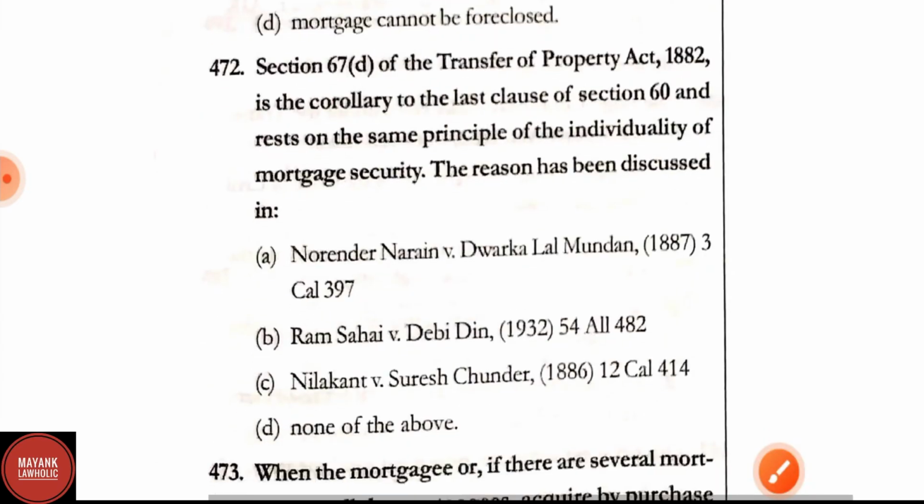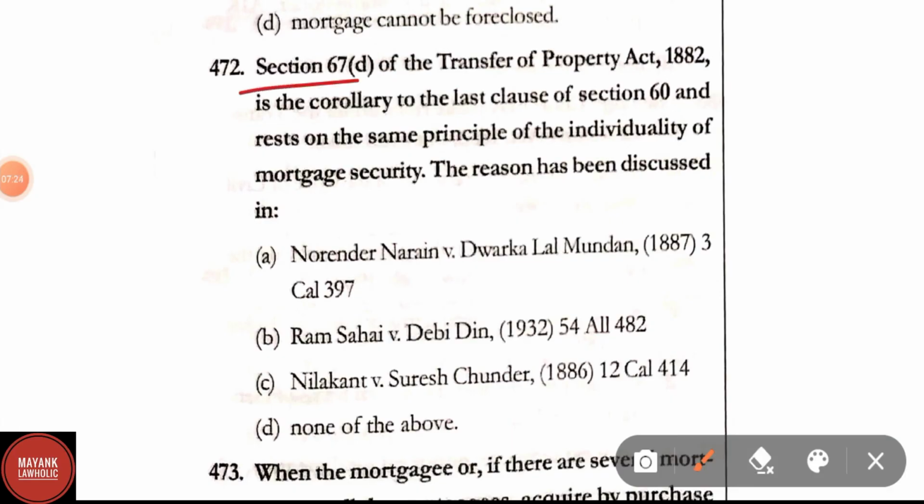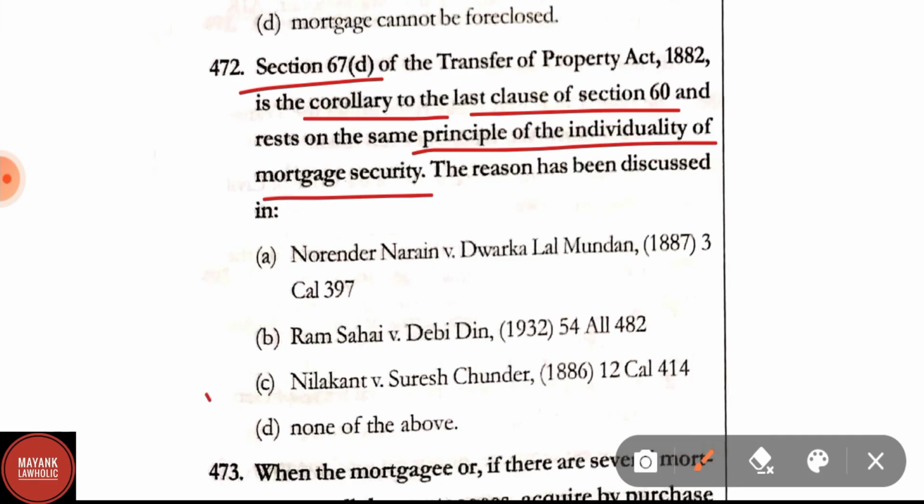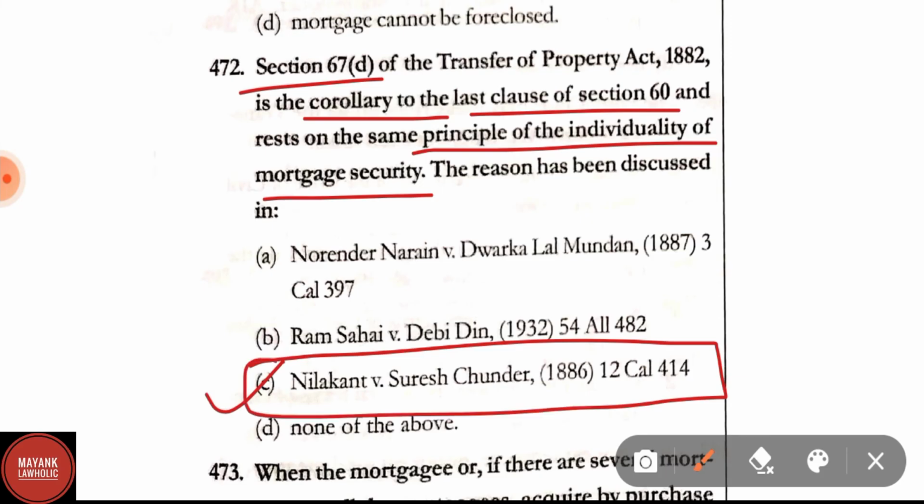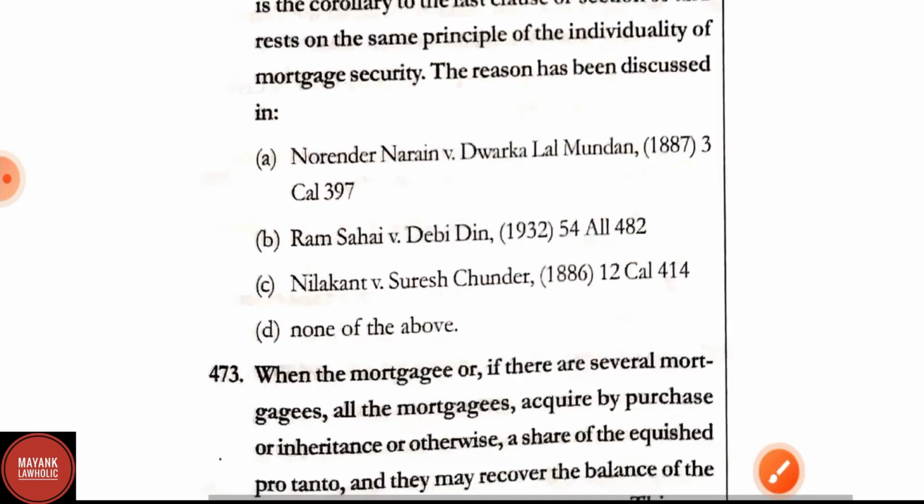Question number 472. Section 67 Clause D of the Transfer of Property Act is the corollary to the last clause of Section 60 and rests on the same principle of the indivisibility of the mortgage security. The reason has been discussed in option A, Narinder Narayan versus Dwarkalal Mundan, option B, Ram Sahai versus Devi Deen, option C, Lalia versus Suresh Chandar 1886, and option D, none of the above. Here the correct answer is option C, that is Lalia versus Suresh Chandar 1886.